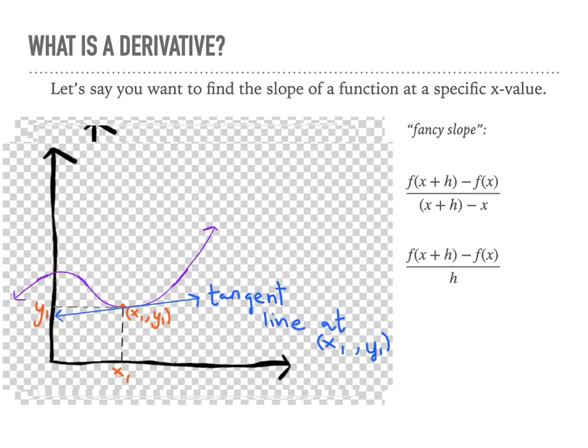h approaches 0, we can actually find that tangent line, and the line becomes tangent at that point x1 comma y1. And tangent means that the line only intersects the graph at 1 point, and that point is x1 comma y1. And this can actually be expressed using limits. So we can actually find the derivative of a function with the limit process.